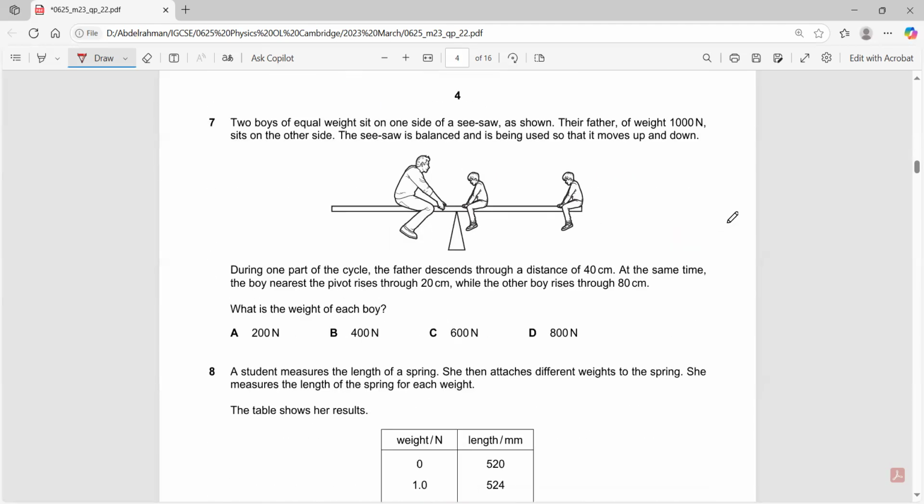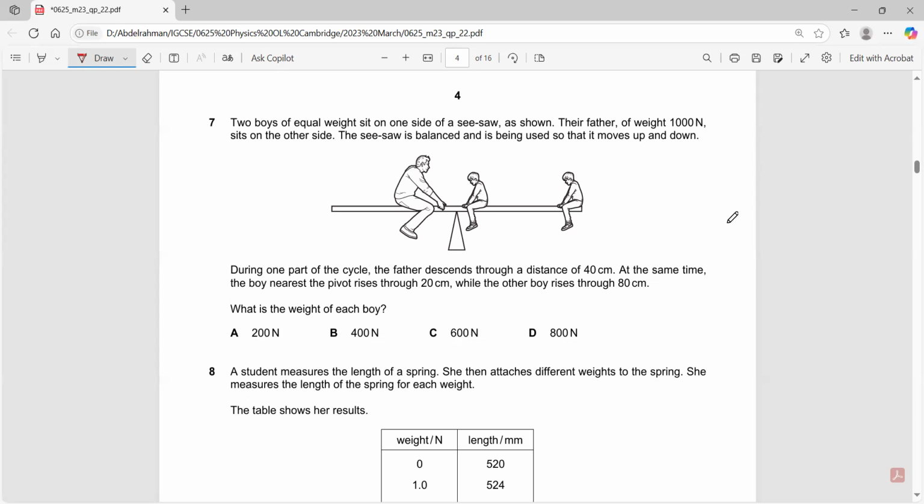Two boys of equal weight sit on one side of the seesaw. Their father of weight 1000 newtons sits on the other side of the seesaw, and now it's balanced. During one part of the cycle, the father descends through a distance of 40 centimeters. At the same time, the boy nearest to the pivot rises through 20 centimeters, while the other boy rises a distance of 80 centimeters. What is the weight of each?